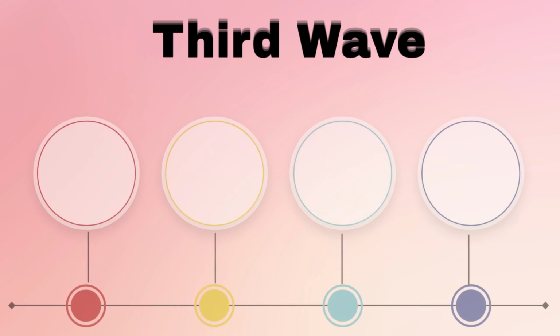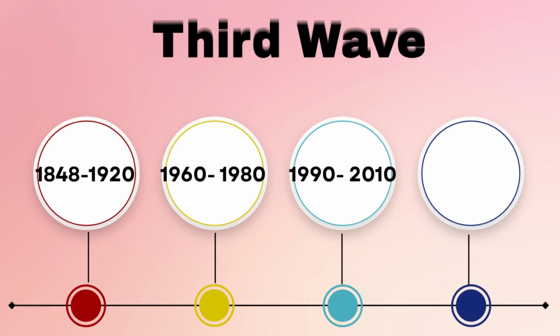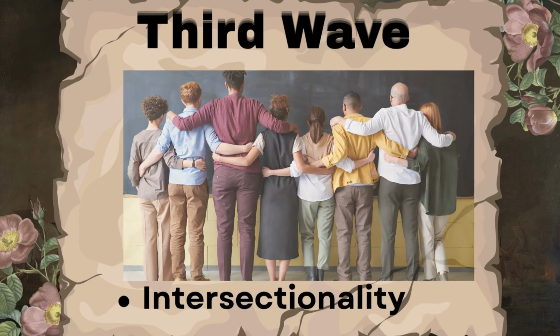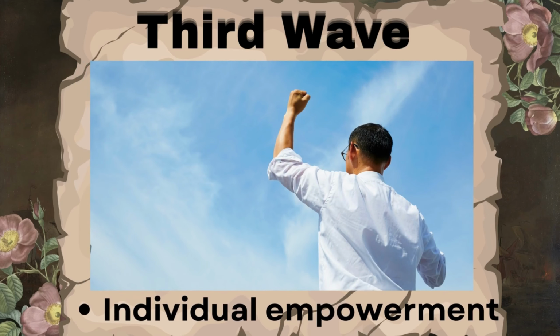Let's move to the third wave, which ran from 1990 to 2010. This wave was established as many women believed that earlier movements were still not enough, as they did not represent women of different races and cultural backgrounds. During this period, they emphasized diversity, intersectionality, and individual empowerment. It explained that women's experiences differ based on their race, class, culture, and other identities. This shows that women's experiences are not all the same, as we all have our uniqueness and differences.